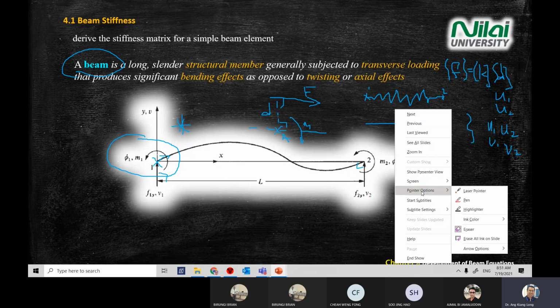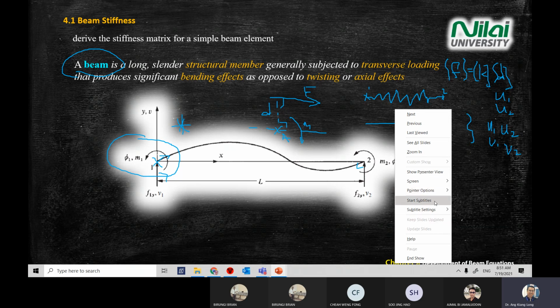Okay, so from our 45 minutes discussion just now, Brian, this question is for you. Can you explain or can you spot the differences of beam compared to spring or bar? What is the biggest difference? How do you know that you're answering a beam problem? In your answer, what do you see? What is the biggest difference?